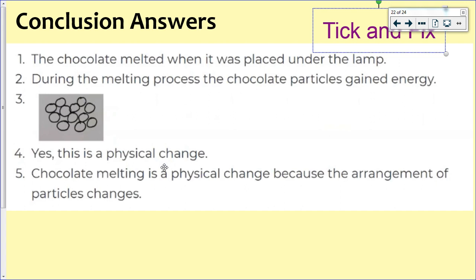Yes, this is a physical change, because chocolate melting is a physical change because the arrangement of particles changes. Okay, the arrangement of the particles changed. They changed from a solid to a liquid, but it was still chocolate. Okay, and it was just melted chocolate.